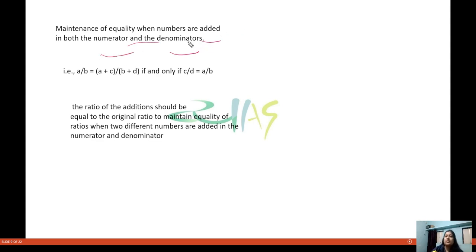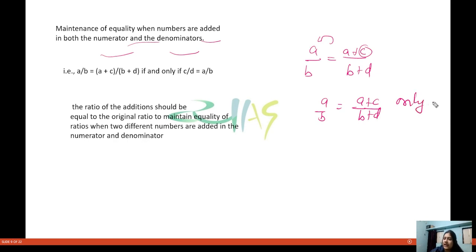Okay, maintenance of equality when the numbers are added in both numerator and denominator. So we have a ratio a by b, and then we are adding c to the numerator and d to the denominator. So this a by b will be equal to a plus c divided by b plus d only and only if c by d is equal to a by b.